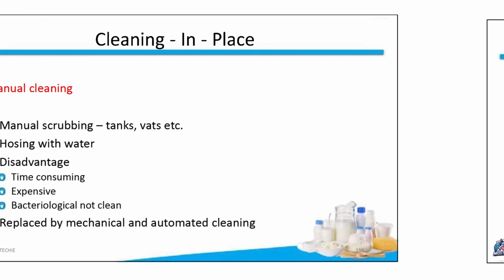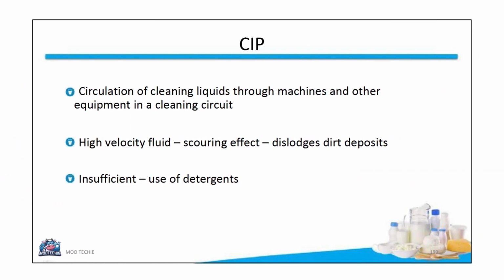So what is CIP? CIP involves the circulation of cleaning liquids through machines and other equipment in a closed cleaning circuit. A high-velocity fluid creates a scouring effect that dislodges dirt deposits. If water velocity alone is insufficient, detergents are used to enhance the cleaning power.